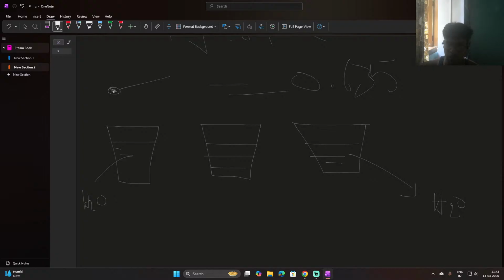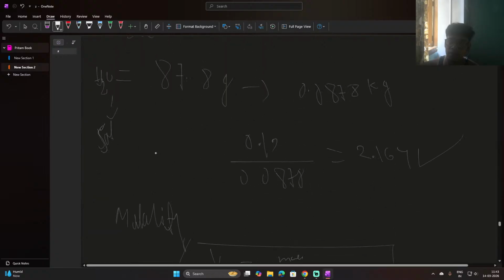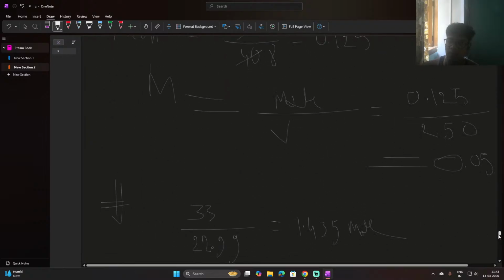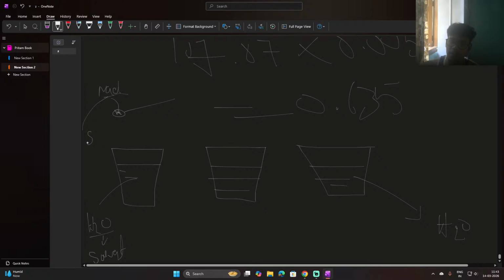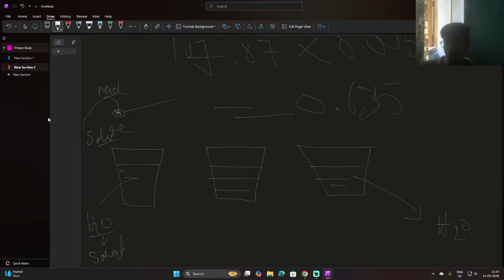So if I add one spoon of NaCl, then the water here is a solvent and NaCl is solute. Oh, sorry, it will be solute, and you already know that which is lesser represent in the solution, we call it a solute.